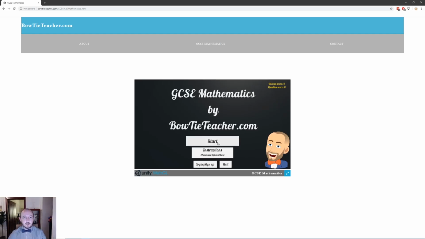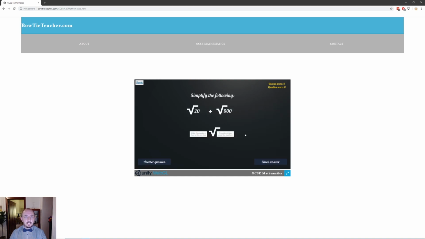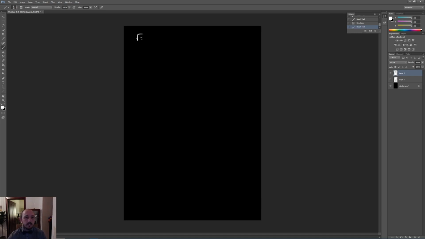If we hop over to GCSE Maths by bowtieteacher.com and we start on the level 7 content, adding surds, we have root 20 plus root 500. What we would do here is have a look at root 20. The highest square number here is 4 times 5, and the square root of 500 would be the square root of 100 times 5.